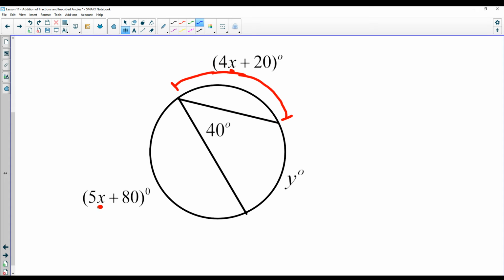This one here, 5x plus 80, well, look to the left and the right, or top and bottom. Look both ways. So that's going to be this intercepted arc right here. And then y is, well, look both ways. Y is going to be this remaining arc here.